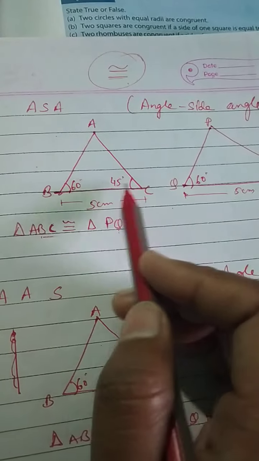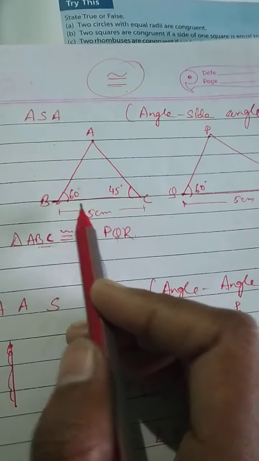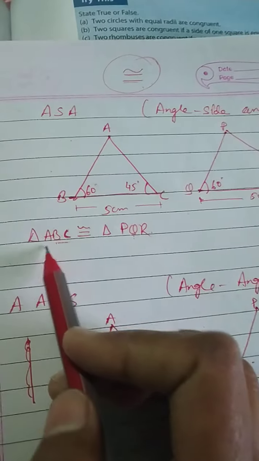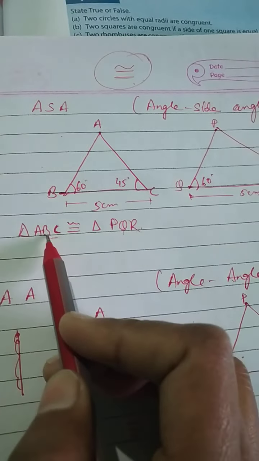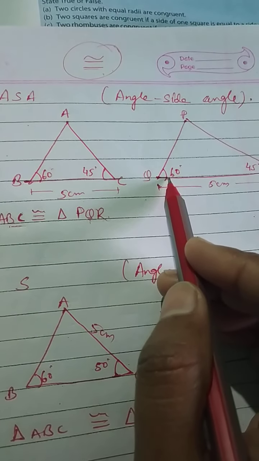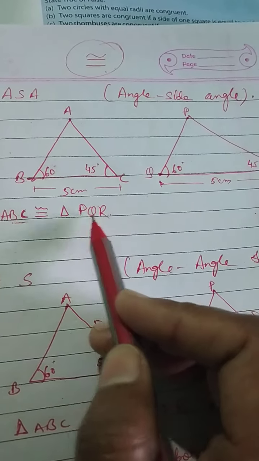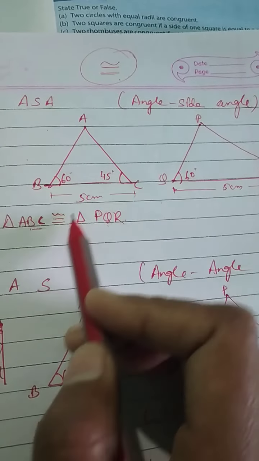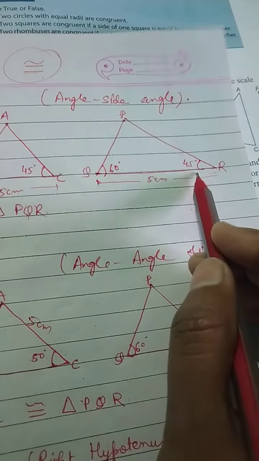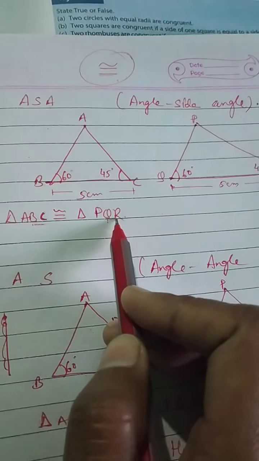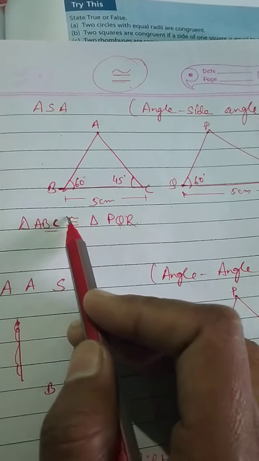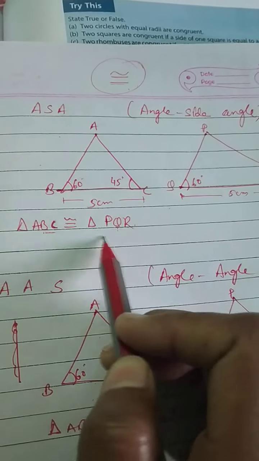Okay, and which angle is equal to which angle? This also you have to keep in mind. Corresponding angles you have to write together. Suppose here angle B is written in between. So the corresponding angle of angle B is what? Angle Q. So Q will also come in between. Angle C is written here at last. So angle C is equal to angle R. So angle R will be at last. Okay. Triangle ABC is congruent to triangle PQR.